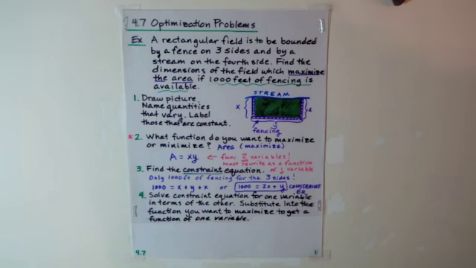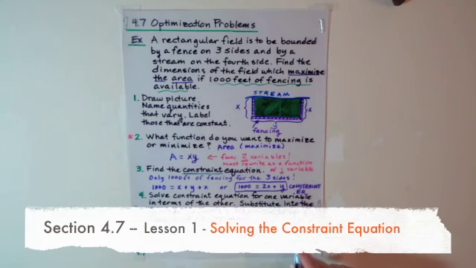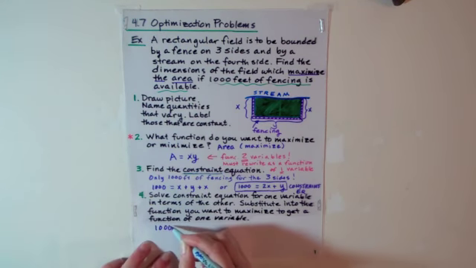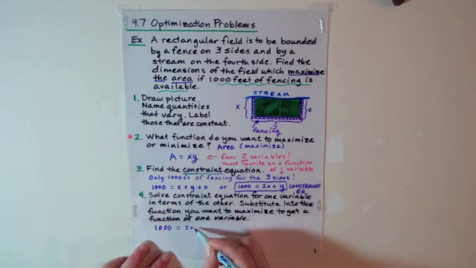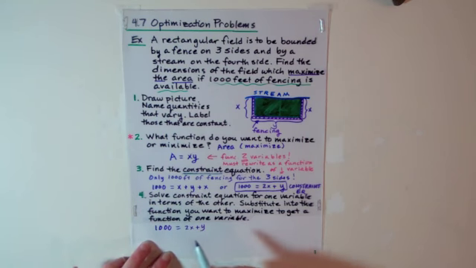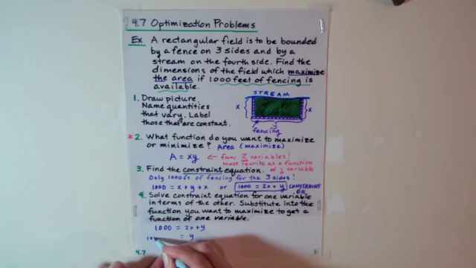So now let's go ahead and look at step 4. It says, solve the constraint equation for one variable in terms of the other. And here's my constraint equation, 1,000 equals 2x plus y. What would be easiest to solve for? I suppose I could solve for x, but it would involve dividing by 2. Y looks slightly easier to isolate, so I'll solve for y. Y would be 1,000 minus 2x.